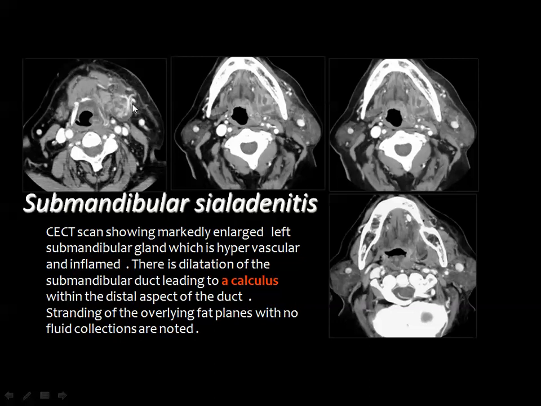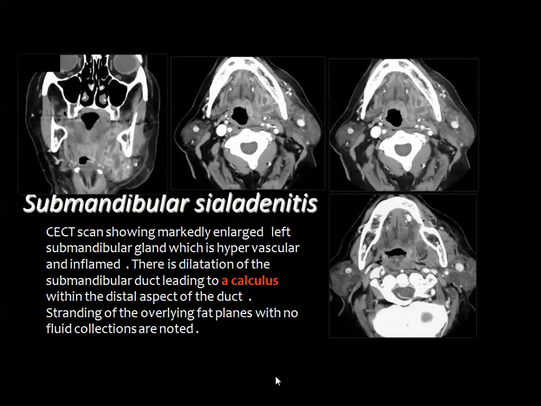The gland is considerably enlarged. It shows a heterogeneous CT density and enhancement with multiple internal marginally enhancing loculi representing intraglandular abscesses. Then when you look carefully along the course of the submandibular duct, you can easily appreciate the presence of a radio-opaque stone here, which is in most of the cases the cause of obstruction and infection as well.